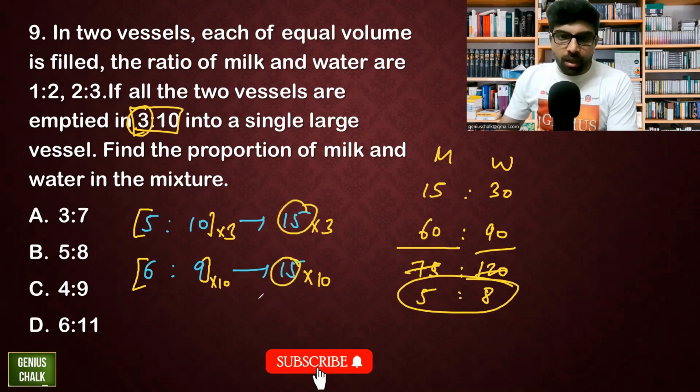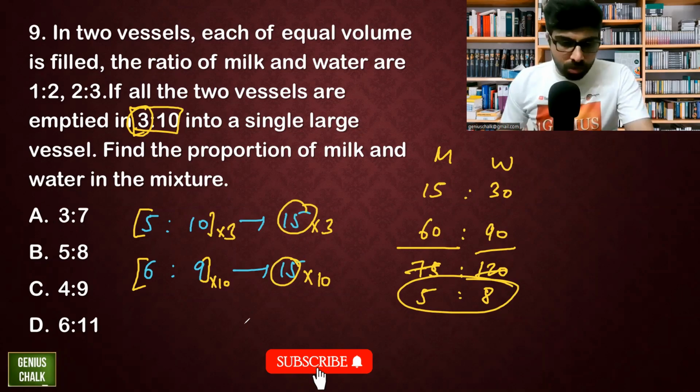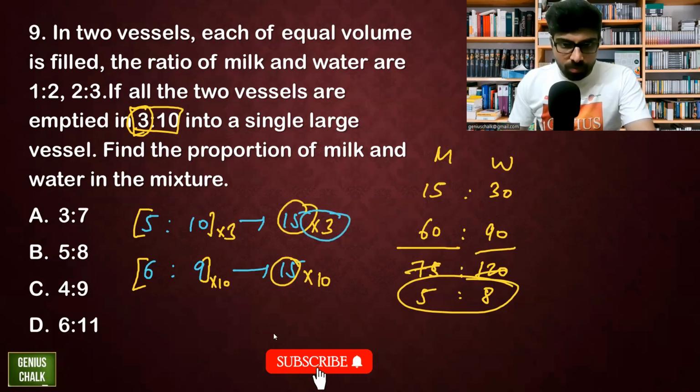So remember, whatever ratio we mix up to now, we have to make the quantity same first, and then if the question says that they have to be mixed in the particular ratio, then multiply the respective ratio by these respective numbers. I hope it is gettable. You have got the concept. This is the first way.